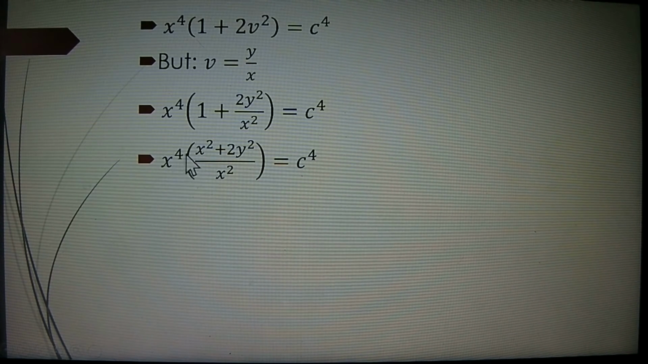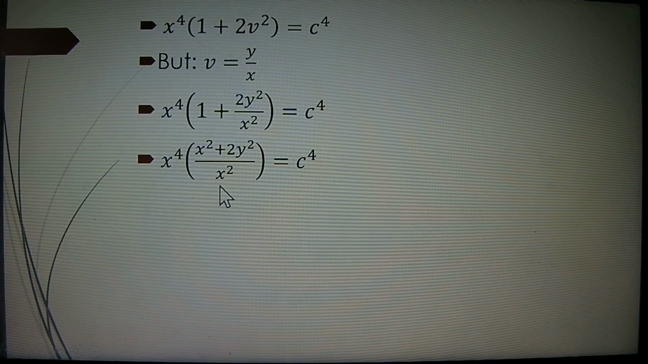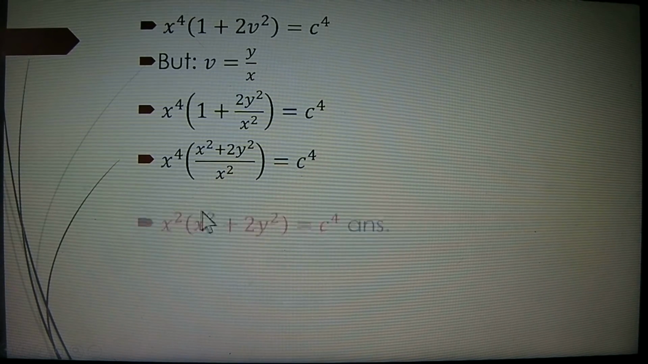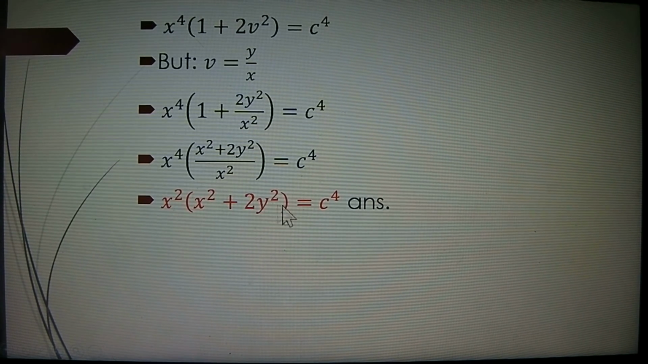And then since this is common with the variable x, we can cancel 4 by 2, so it becomes x squared plus x squared plus 2y squared equals c to the 4th. So this will be our desired general equation to the given differential equation.